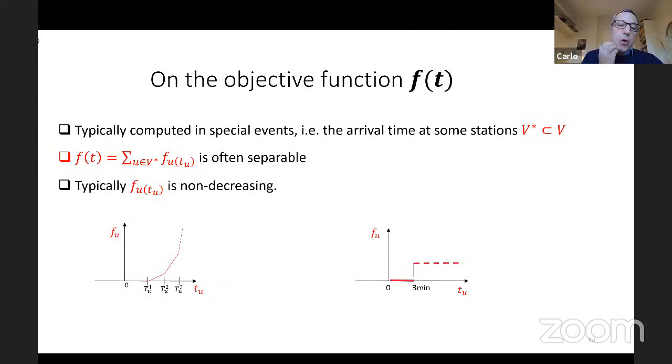So just a few comments on the objective function. This is typically non-decreasing with time, since it penalizes delays. And the two most common forms are the ones you see in this figure. In particular, on the left, the marginal cost increases with time, and in the right figure, instead, you have a step function, which basically counts the number of trains which are delayed over a certain threshold. So, for example, in this case, 3 minutes. Every train which is delayed more than 3 minutes counts for 1. This is, for example, the one used by the Norwegian operator.